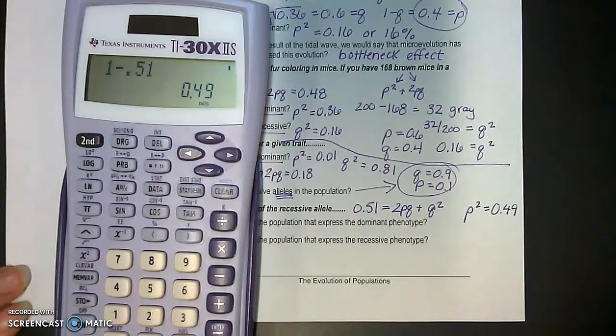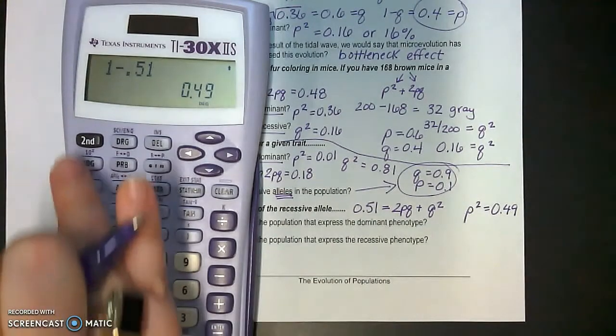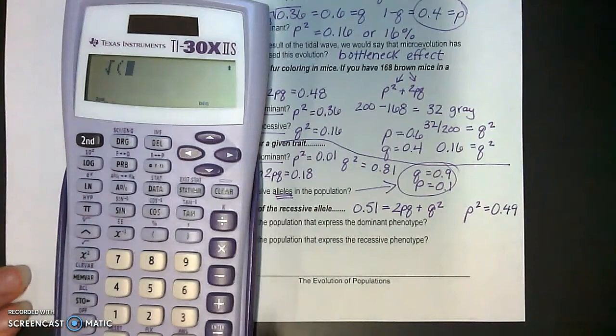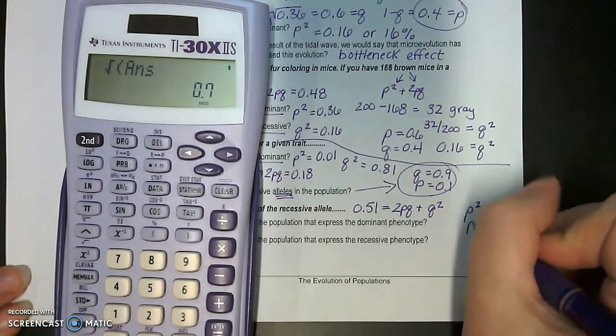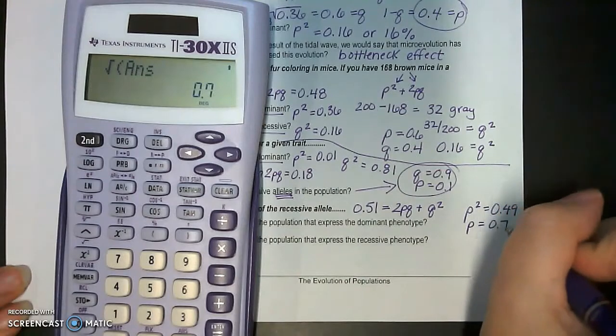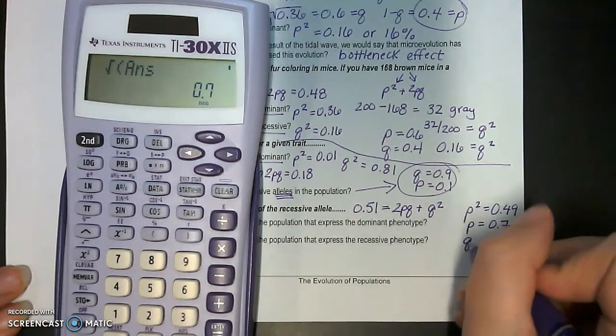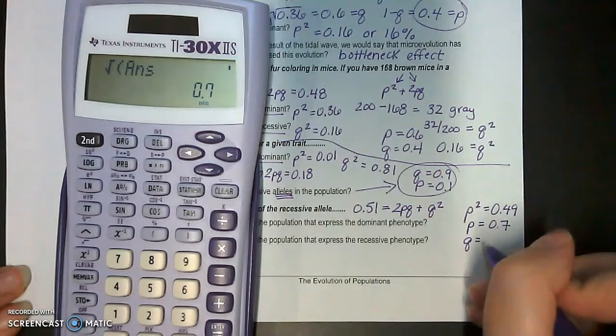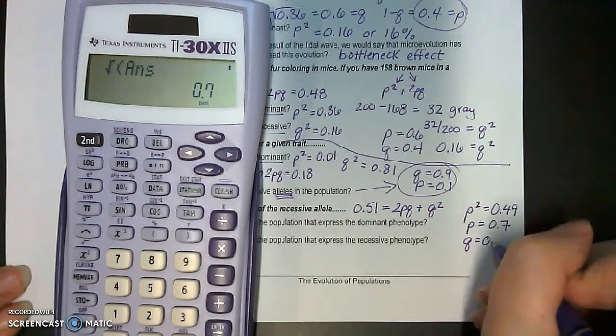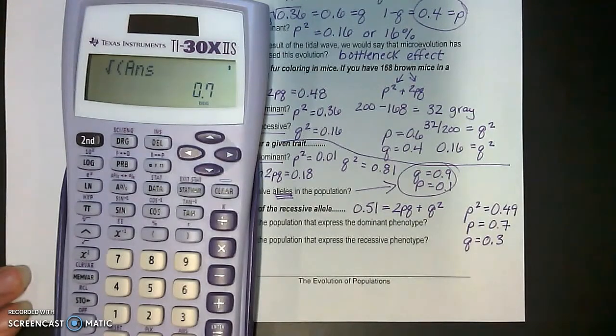You can probably guess what we're going to figure out from that. P squared, we take the square root. So let's go ahead and take the square root of that, and we get 0.7 for P. Can we figure out Q? Absolutely, because P and Q always add up to 1. Q is going to be 0.3. So now we have enough to answer any question about this.